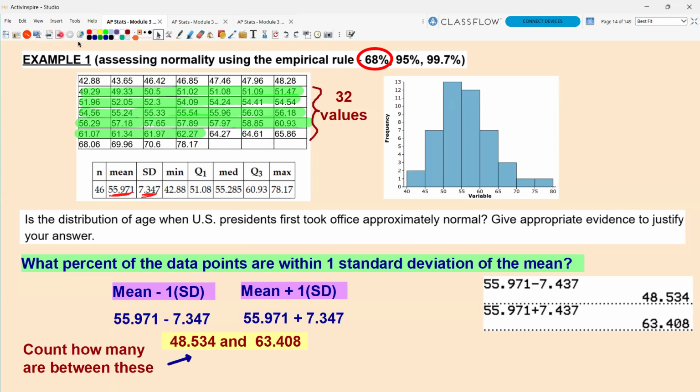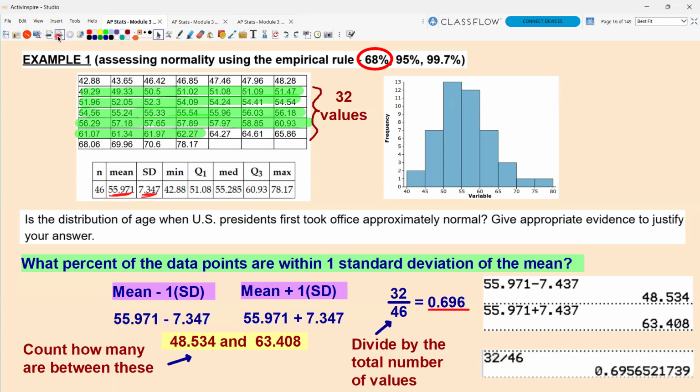So you're going to take that 32, since there's 46 values altogether, and divide by 46. That's going to give you 0.6956. So that's roughly about 69.6% of the values. It's not too far off from 68.